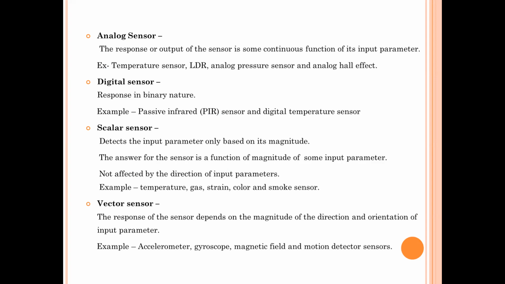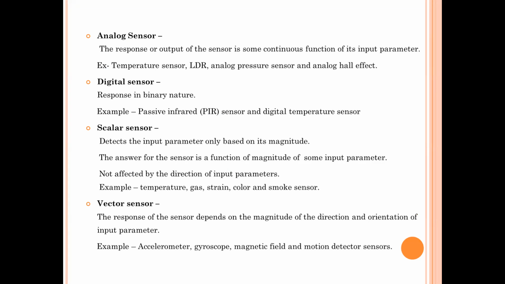Then, based on the output, an analog sensor will produce the output in some form of a continuous function of its input parameter. With a digital sensor, the output is going to be binary in nature. An example of a digital sensor is the passive infrared sensor.